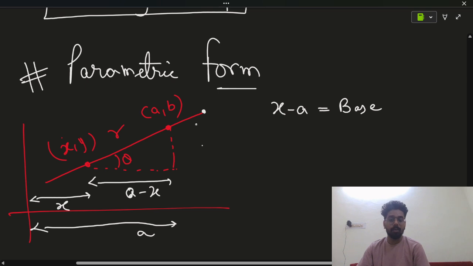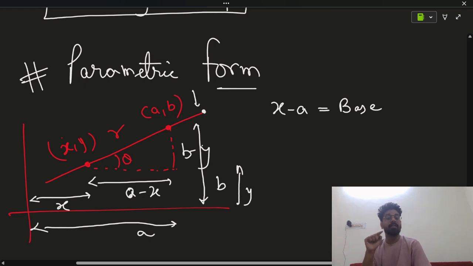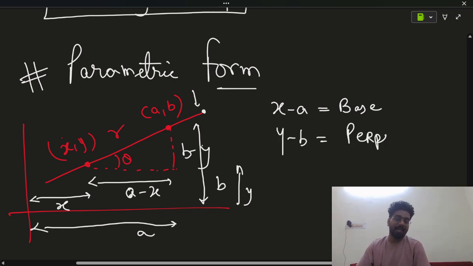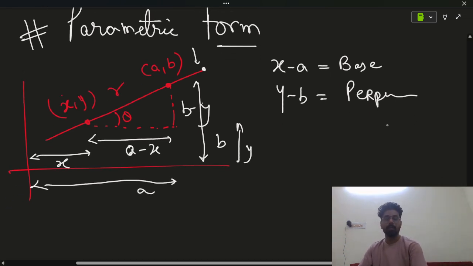Now what is this perpendicular? Let's say this is B, this is y. So this remaining is B minus y. Perpendicular is B minus y. Now if the point is over here, then we can write y minus b is equal to perpendicular. Don't worry, I will manage a minus y, x minus a and a minus x in one simple step. I will tell you.